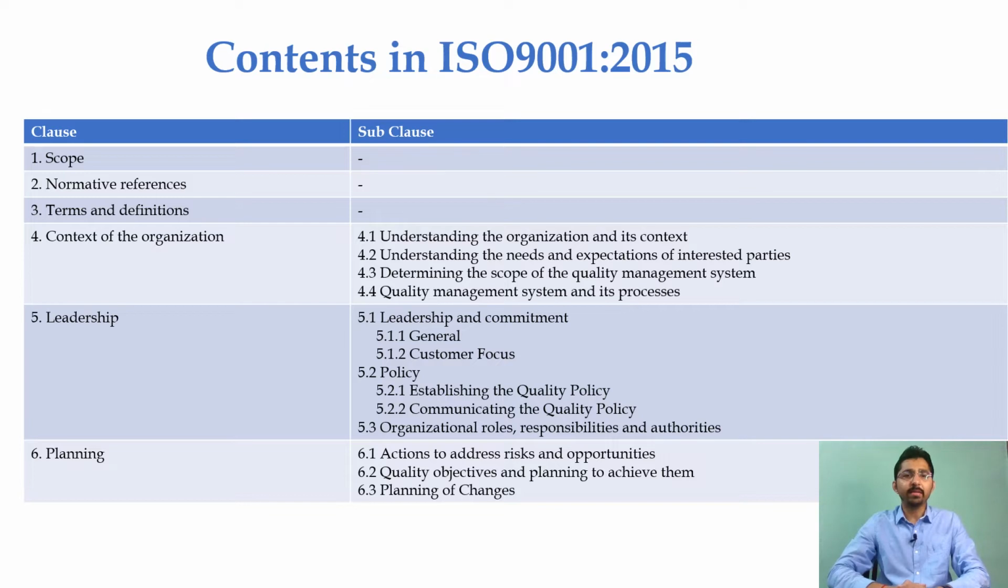Now, when it comes to the contents in ISO 9001-2015, there are clauses, and in the clauses there are various sub-clauses. So clause number 1 is the scope. Clause number 2, normative references. Clause 3, terms and definition. Now, from clause 4 onward, we have various sub-clauses.